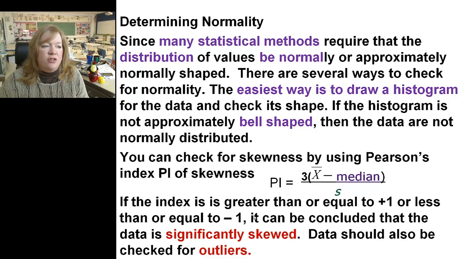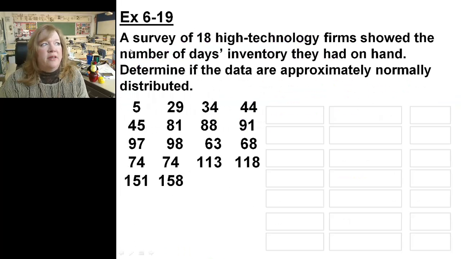If the index is greater than or equal to +1 or less than or equal to -1, it can be concluded that the data is significantly skewed. Data should also be checked for outliers. So in other words, if your PI is between -1 and 1, you're A-OK. Alrighty, if it's outside of that range, it is skewed, really skewed. So let's talk about this one.